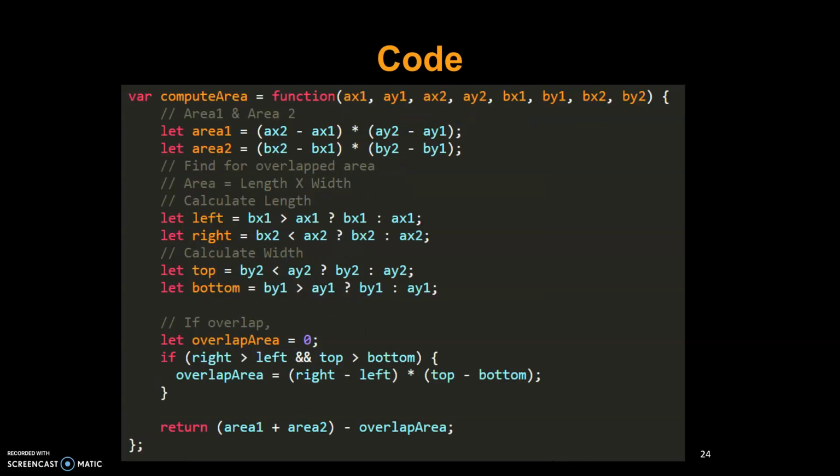This is the JavaScript code. The concept is exactly the same. The only difference is this part, because in JavaScript there is no Math.min or Math.max from a math module, so I have to use a ternary operator. Everything else is the same.